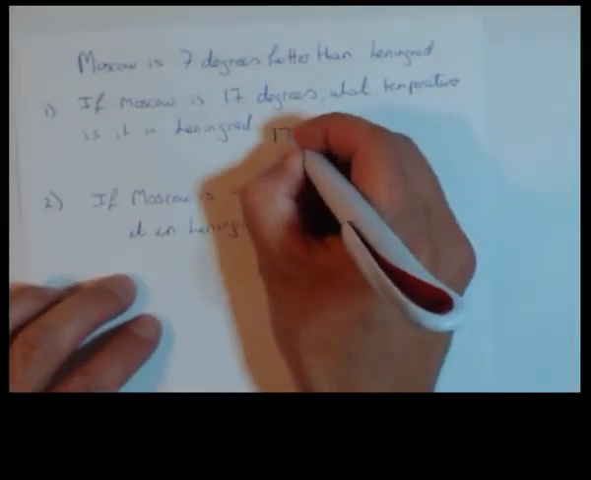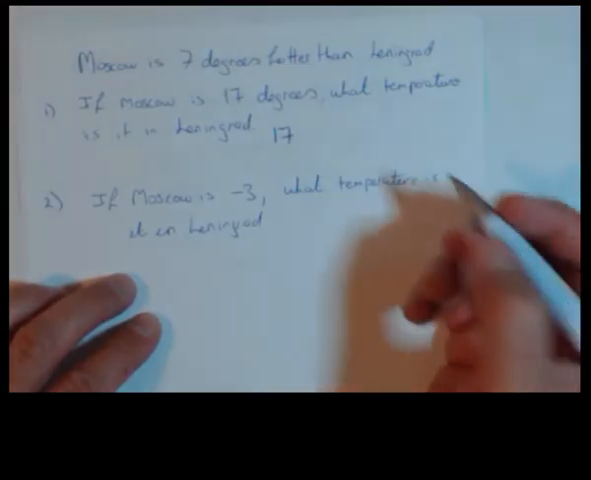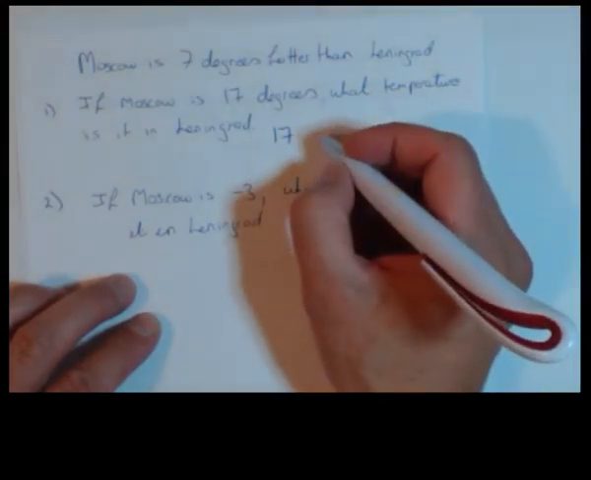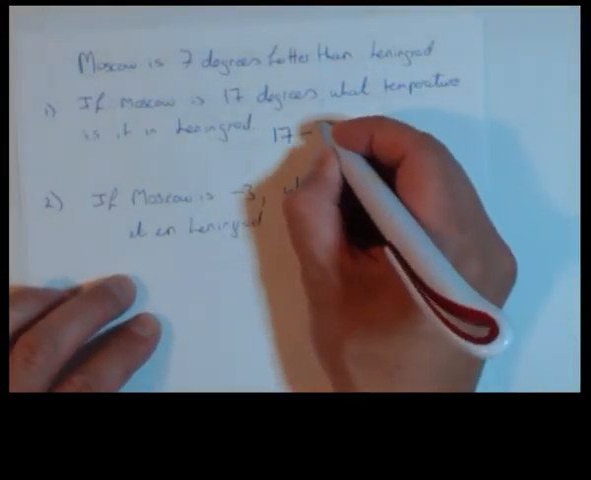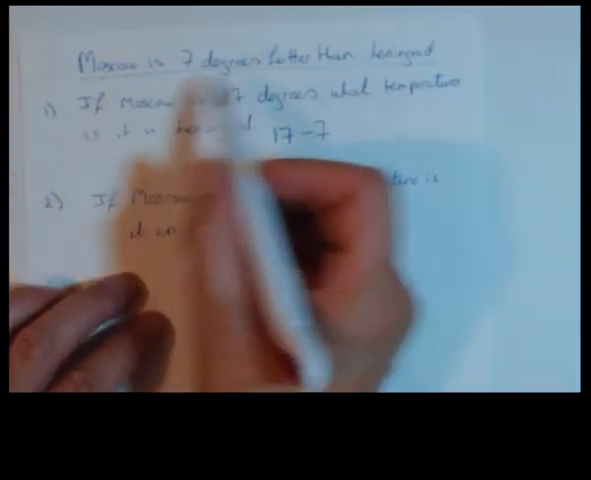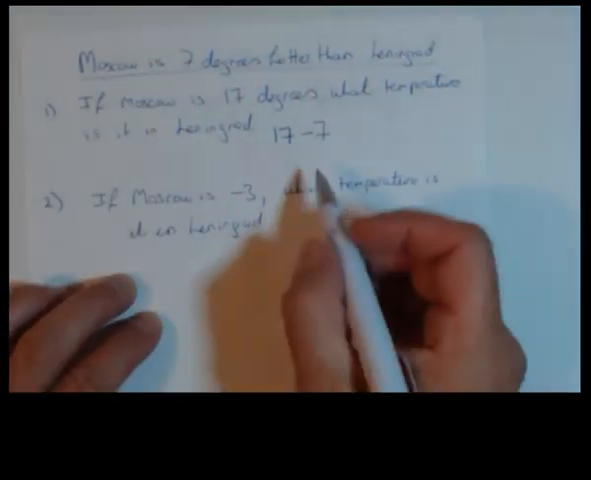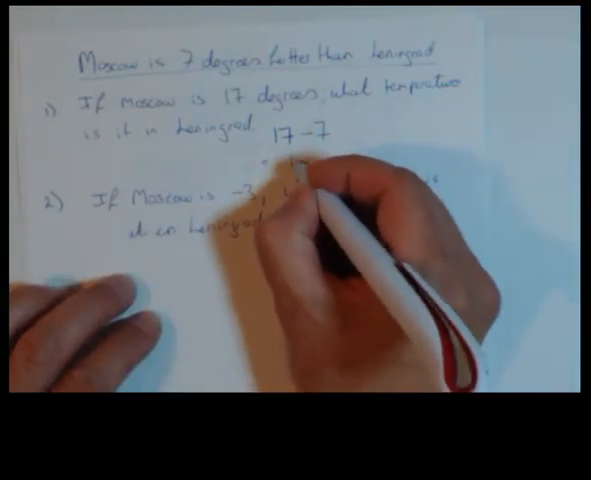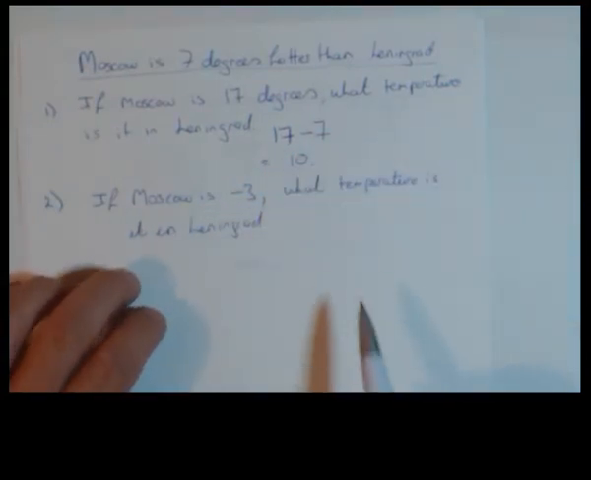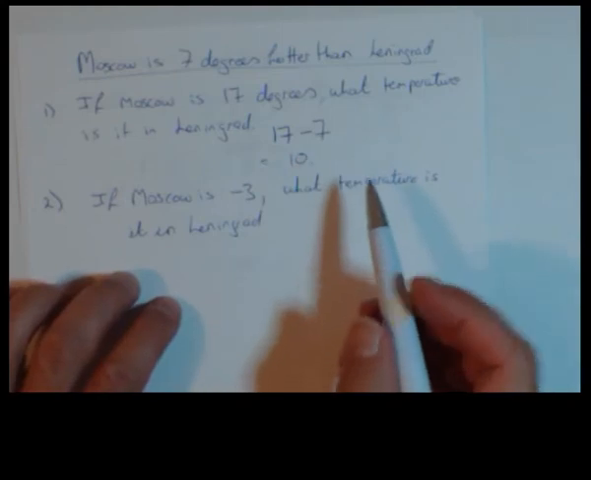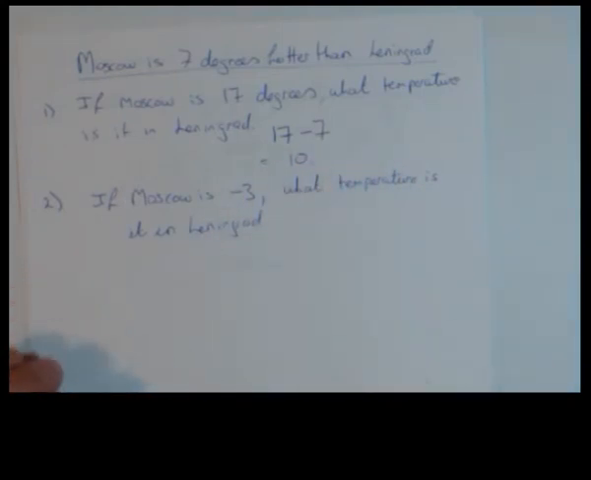So we start at 17 degrees. We go down 7 degrees because it was 7 degrees hotter in Moscow. Hotter than Leningrad means Leningrad is 7 degrees colder. We go down 7 degrees to 10 degrees. So that's just the same as apples. 17 apples minus 7 apples will give you 10 apples.